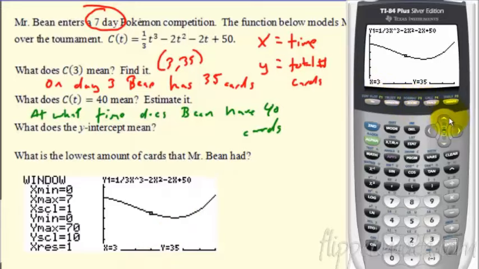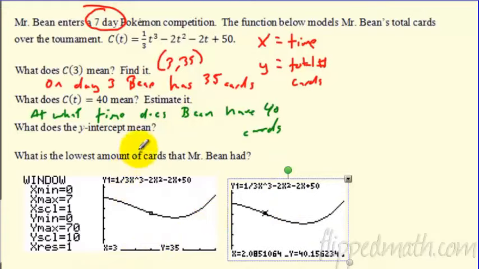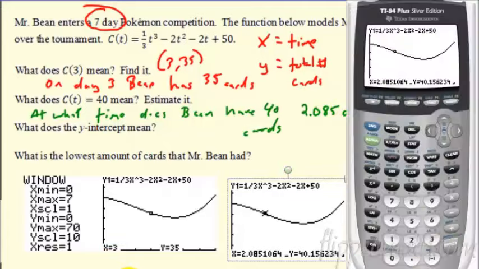What you can also do with trace is just move left or right. I want to say, oh yeah, it looks like he has 40 cards up here. Now later on I'll show you how to find this exactly, but just for this section I want approximate. That's a good approximation. I can't get exactly 40 because of the pixels. It bounces between the pixels. But this is a pretty good approximation. So when is he going to have it? I'm going to estimate about day 2 point, and I usually like 3 decimals here, 085. So 2.085 days. So somewhere just after the start of the second day, he's going to have that many cards.